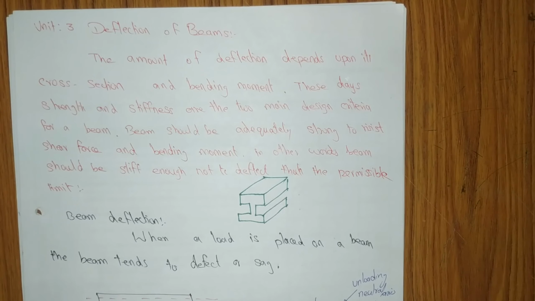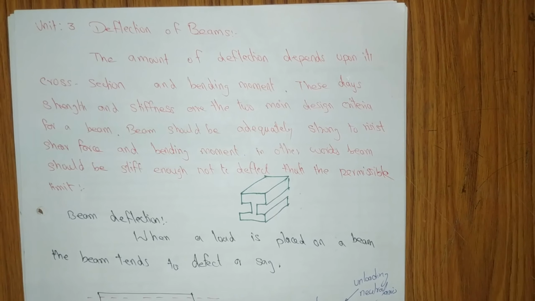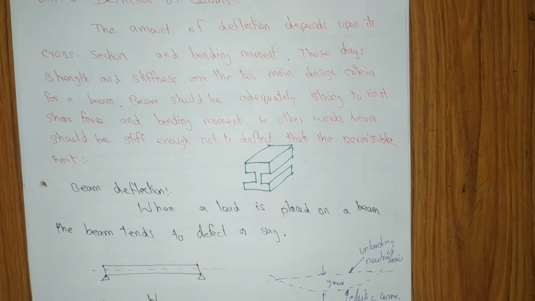In other words, the beam should be stiff enough to avoid deflection beyond the permissible limit. So if you design a beam, it should resist the deflection, right? So it is in the allowable limit, right? So in this unit we are going to measure the value of deflection as well as the slope, right?